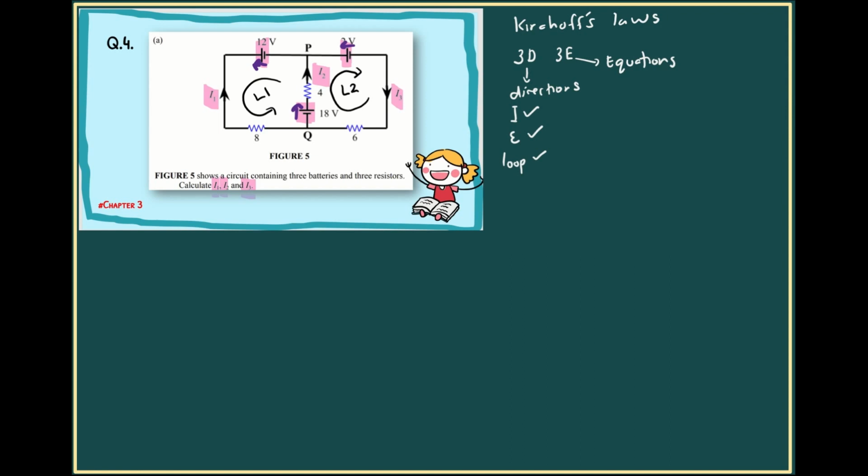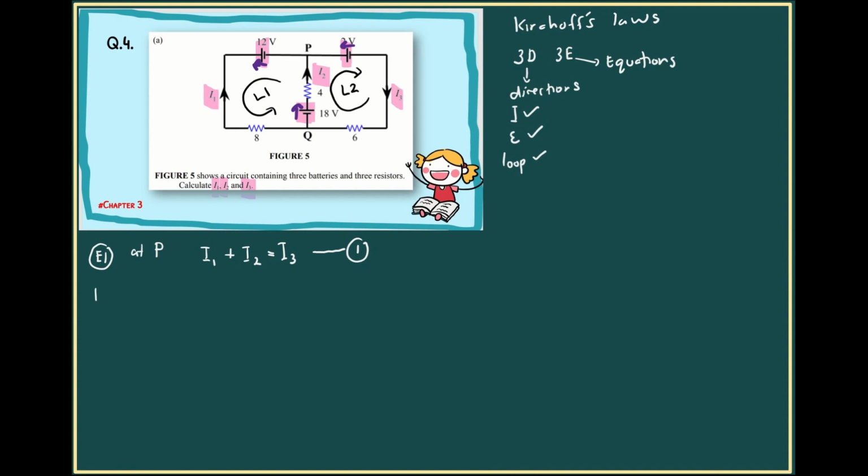So to get the 3 equations, the first one we are applying is the junction rule. The first equation, E1, is from the junction rule. If we choose the point at junction P, current I1 is entering the junction, plus I2 is also entering the junction, and I3 is leaving the junction. So this is your first equation.